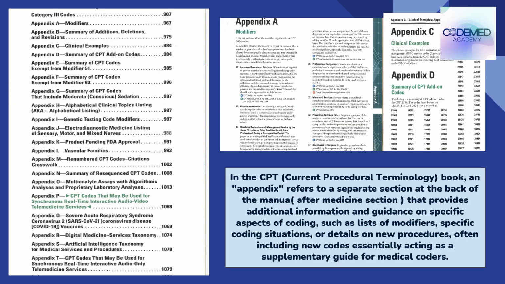So after the CPT sections, we have the CPT appendices. Now what is a CPT appendix? In the CPT book, an appendix refers to a separate section at the back of the medicine section that provides additional information and guidance on a specific aspect of coding, such as a list of modifiers, specific coding situations, or details on new procedures, often including new codes, essentially acting as a supplementary guide for the medical coders. So appendices are nothing but the supplementary guide which they have incorporated into the CPT codebook.